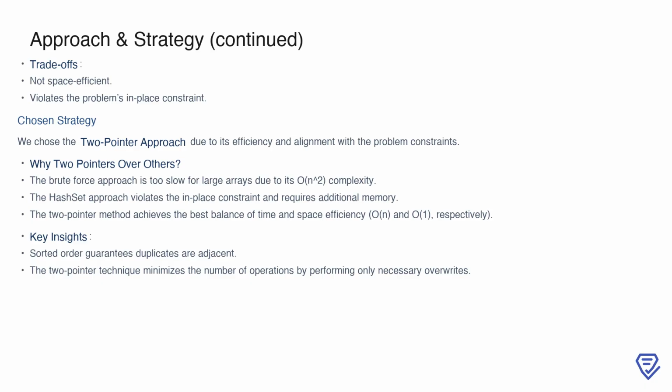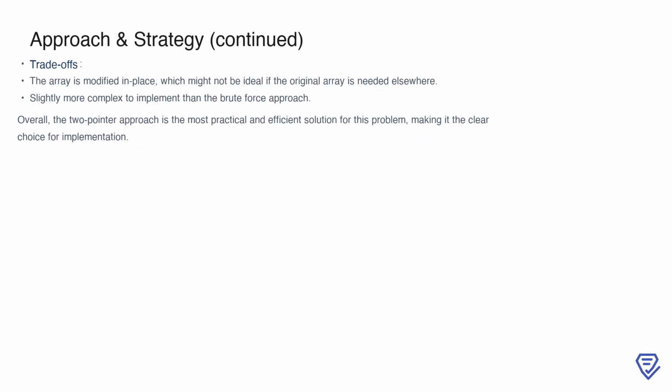The brute force method, though simple to understand, is far too slow for larger arrays due to its O(n²) complexity, which involves repeated shifting of elements. The two-pointer method stands out as the best choice because it leverages the sorted nature of the array to minimize unnecessary operations. Key insights that inform this choice include recognizing that adjacent duplicates in a sorted array allow us to overwrite values efficiently, and the two-pointer technique ensures that each element is processed only once, making it both time-efficient and space-efficient. While the two-pointer approach is highly efficient, it does have some trade-offs.